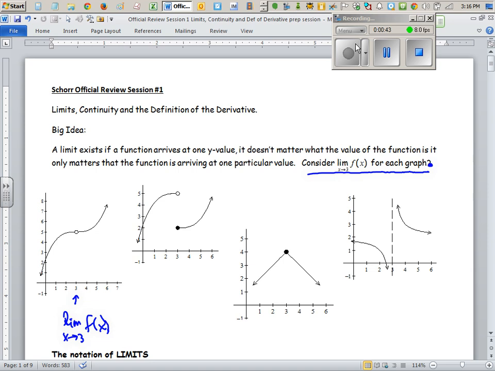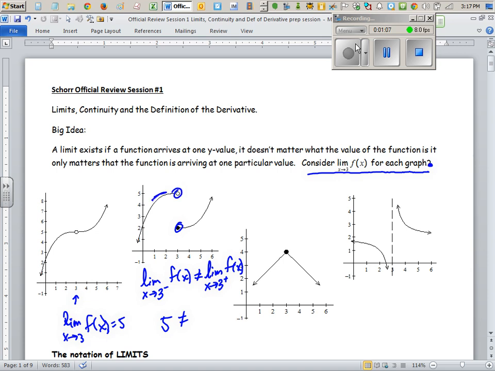Why does it not exist on the next one? So if you go to 3 from the left, the limit is not the same as when you go to 3 from the right. That's right. What specifically is the limit on the left? 5. Right, this side's 5. The other side is 2.